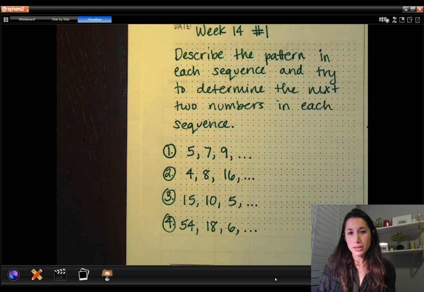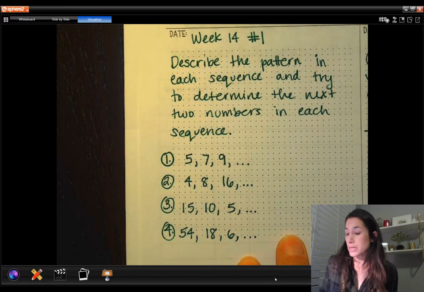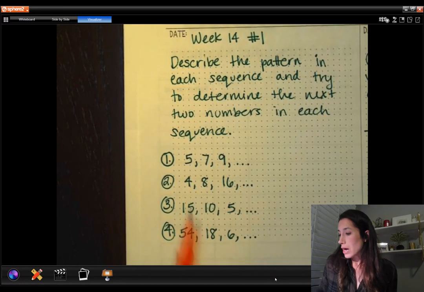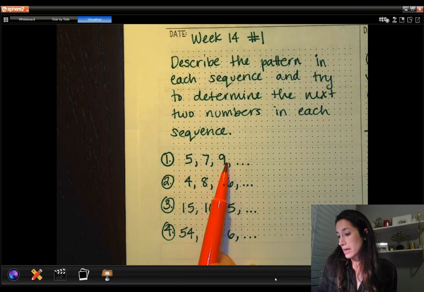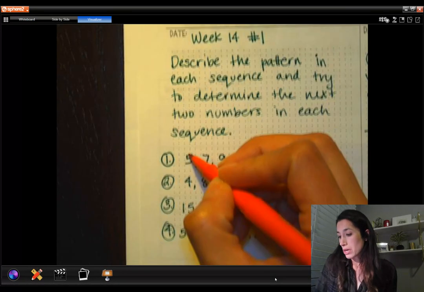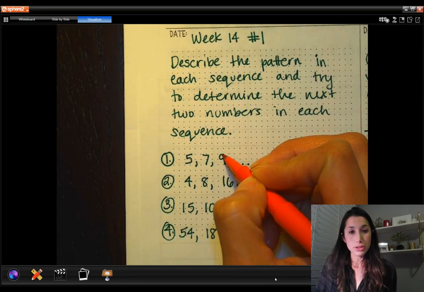Okay, we are looking at this warm-up here, and we are trying to describe the pattern that we see within each sequence of numbers. So we have in our first set of numbers, 5, 7, 9. If we continue this pattern, we should be noticing here that we are adding 2 each time.